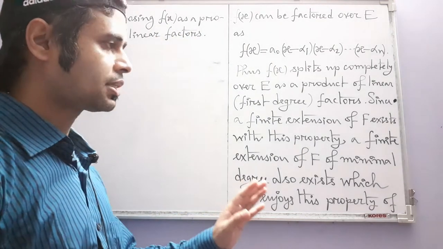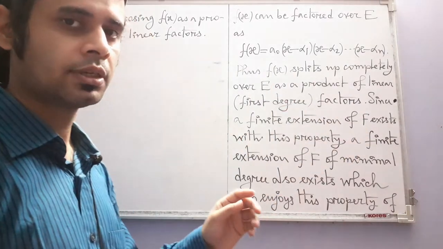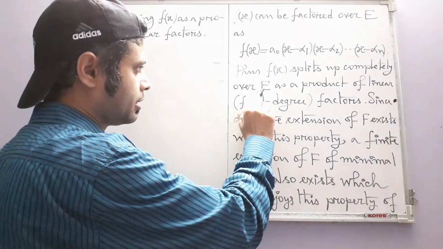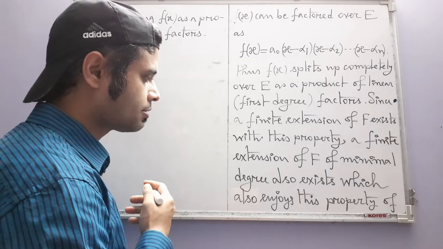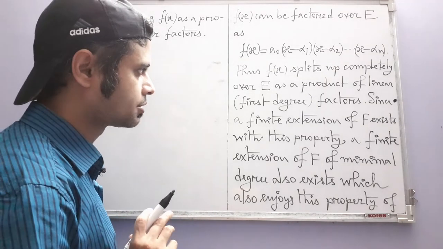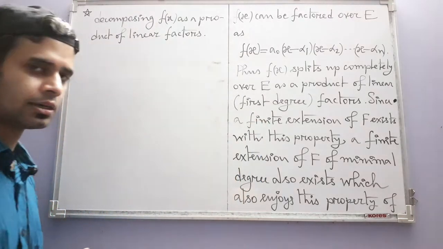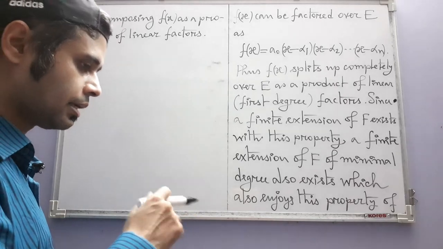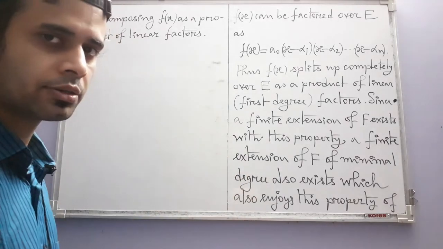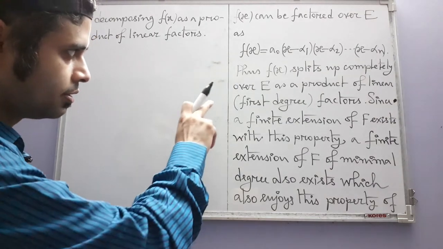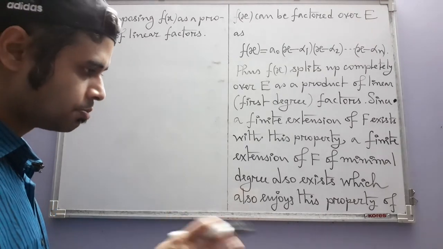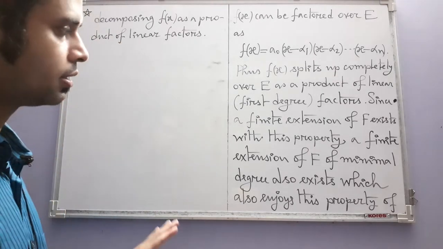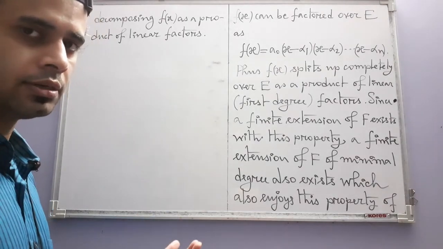For example, you have some particular field F, and some particular polynomial f(x) over F. Then this theorem says that there is a finite extension E of F which has all the roots of this polynomial f(x), and which of course has some degree over F, which is a positive integer. But you may get another extension which also has all the roots of that polynomial, but whose degree is smaller than the degree of this extension over F. Both of them contain all the roots of the polynomial under consideration, but the other one has degree smaller than this one.